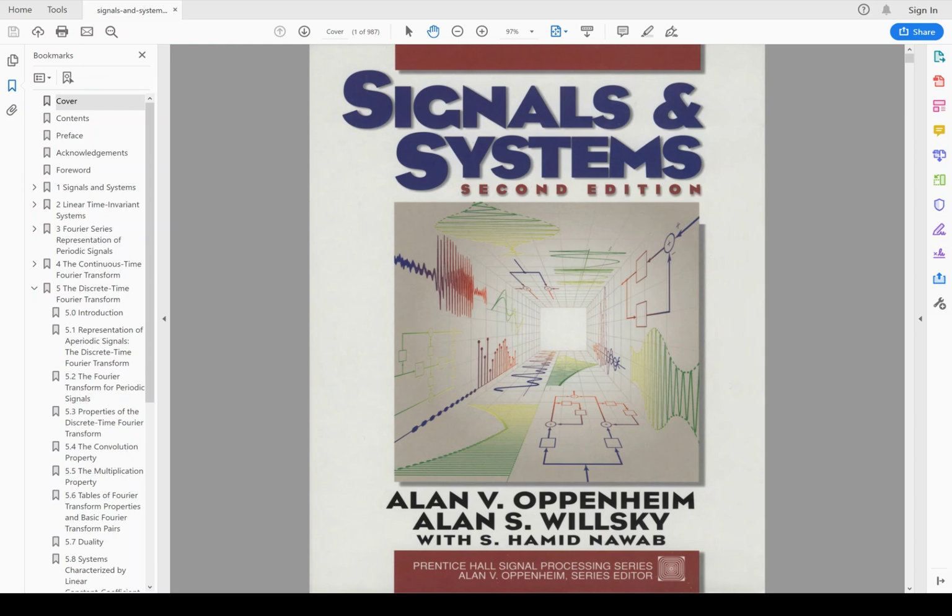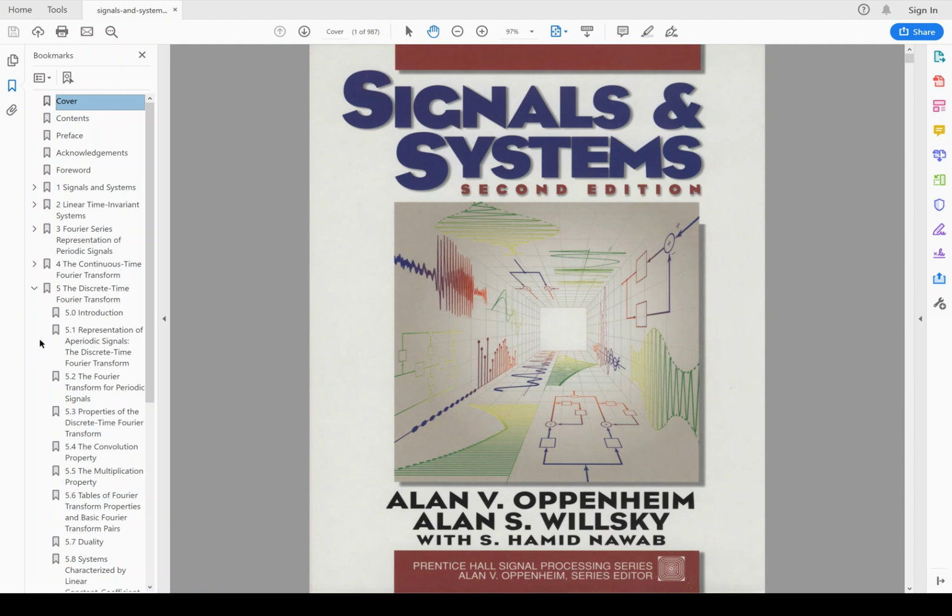Okay, welcome back. We're talking about the discrete time Fourier transform and its properties. And in front of me here, I have one of my favorite textbooks, or my favorite textbook, Signals and Systems, second edition by Oppenheim. Any good reference material will have a table of the properties. Any good textbook, any good internet site will have a table of these properties.